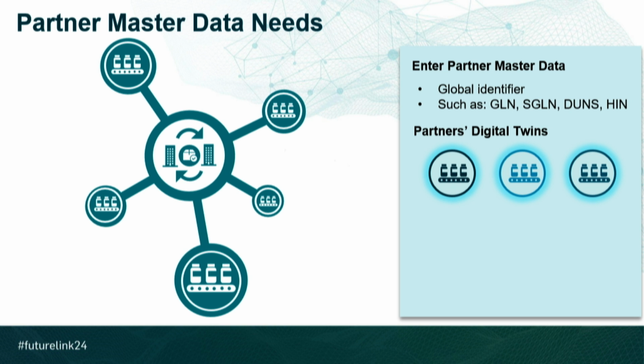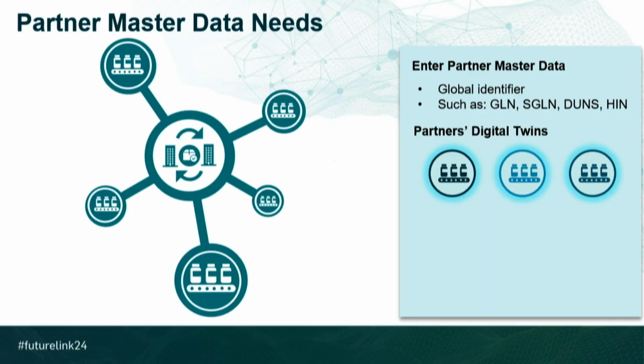Okay, so when you add your partners, you need to have the name and at least one global identifier, such as GLNs, SGLNs, DUNS, and HINs. So depending on the market you're selling into, some of these identifiers are required. So for those that are very familiar with US DSCSA, you may know now that SGLNs are required for EPCIS messages, and we always strongly recommend a GLN.